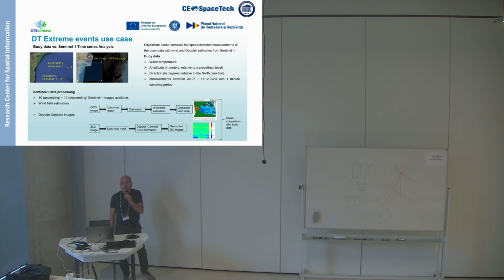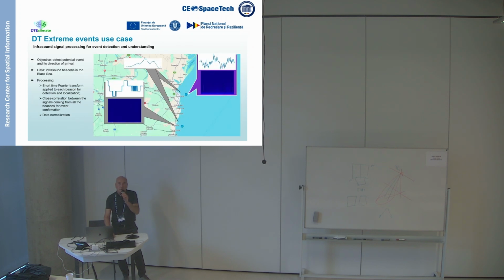For the Black Sea, we estimate the Doppler, which is the sea surface currents, and the wind and waves from the synthetic aperture radar. From sensors on infrasound, which are on board the Black Sea, we detect anomalies, and we detect storms and strong weather effects.